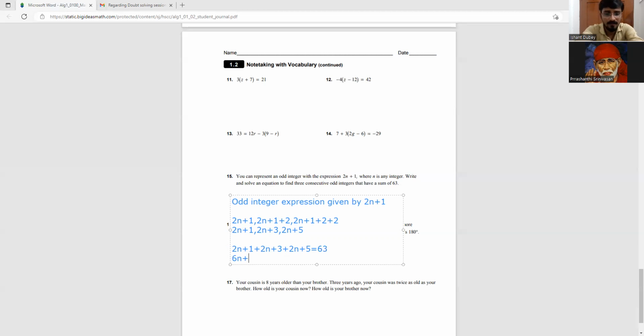5 plus 3, 8 plus 1, 9. Yes, 9. And that equals how much? 63. Okay. So this is what you got, a linear equation in one variable. Now, you know how to solve this. So, can you help me find out how to solve it?